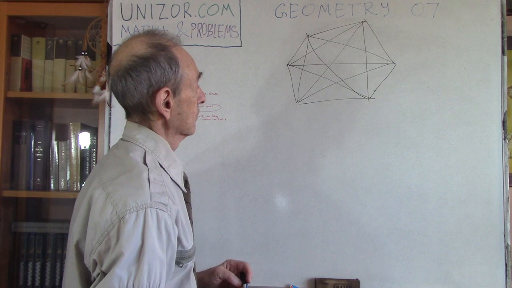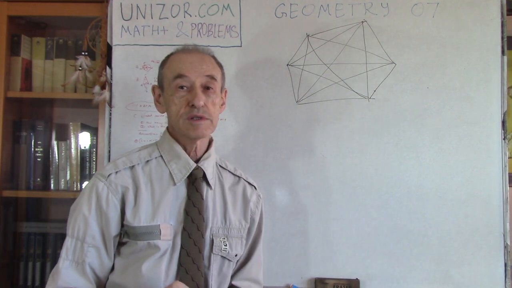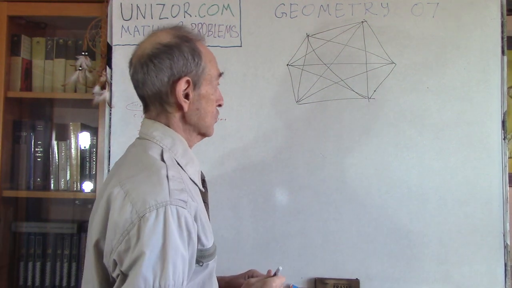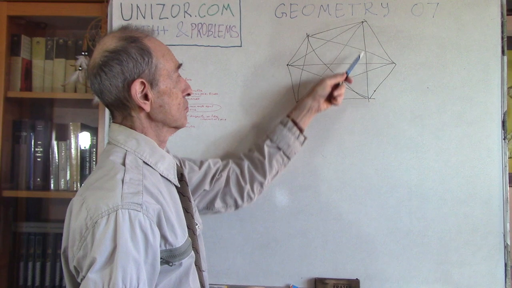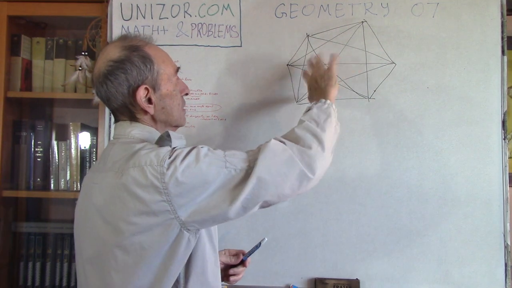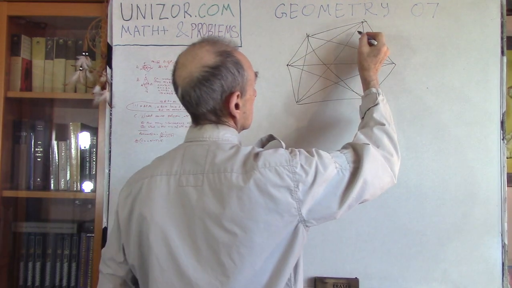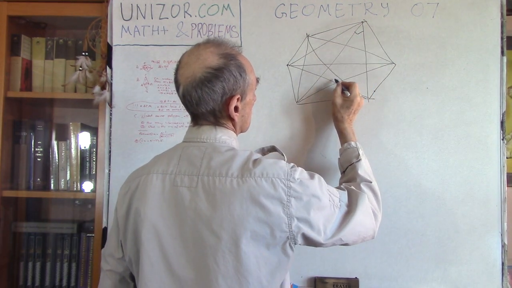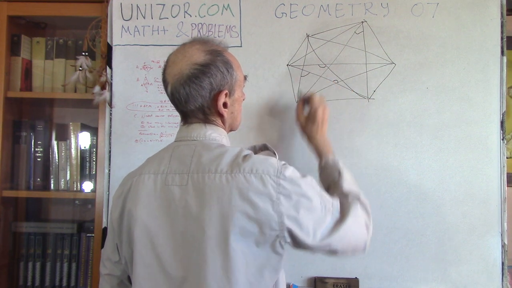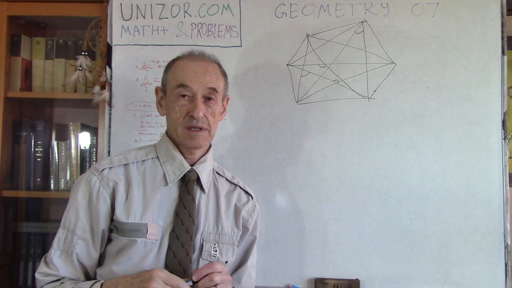Okay, my question is, how many points of intersection are there? So that's my first question. How many intersection points here? My second question is, you see there are different angles here. This is an angle. This is an angle. This is an angle. This is an angle. So my question is, what's the sum of all these angles?